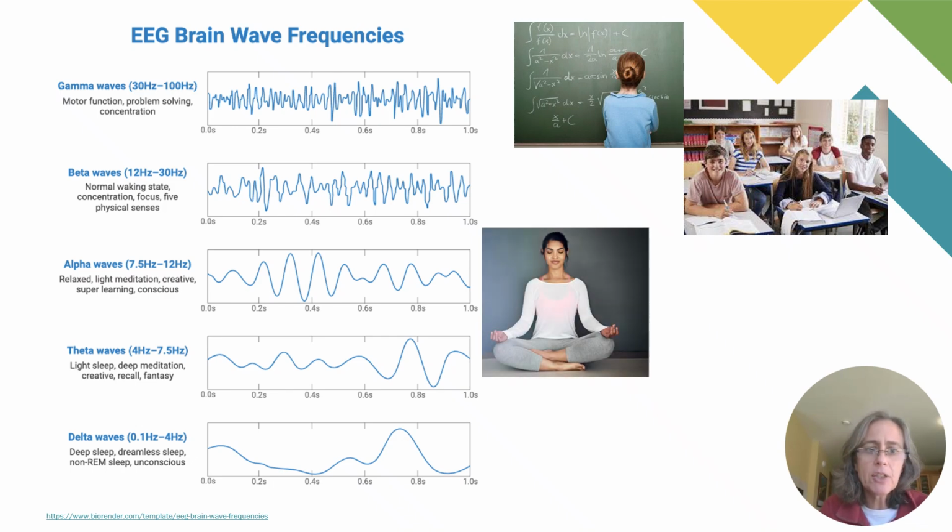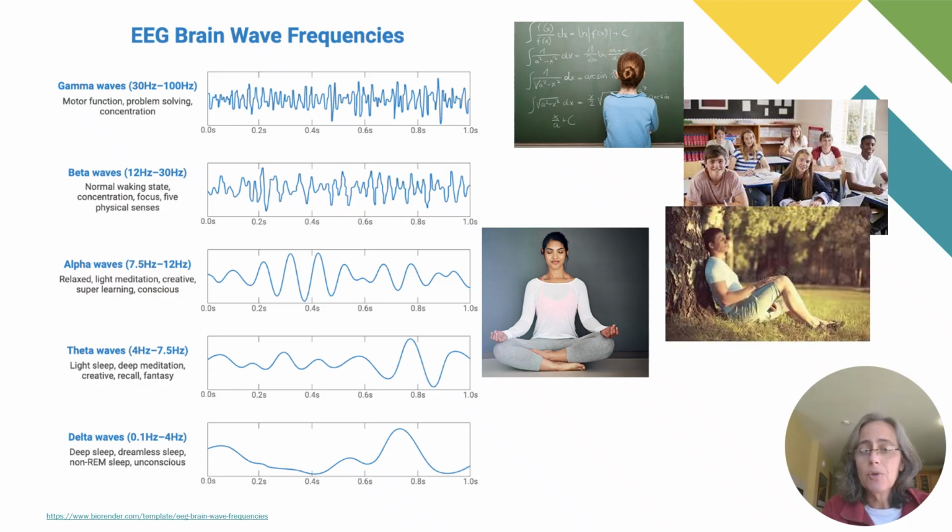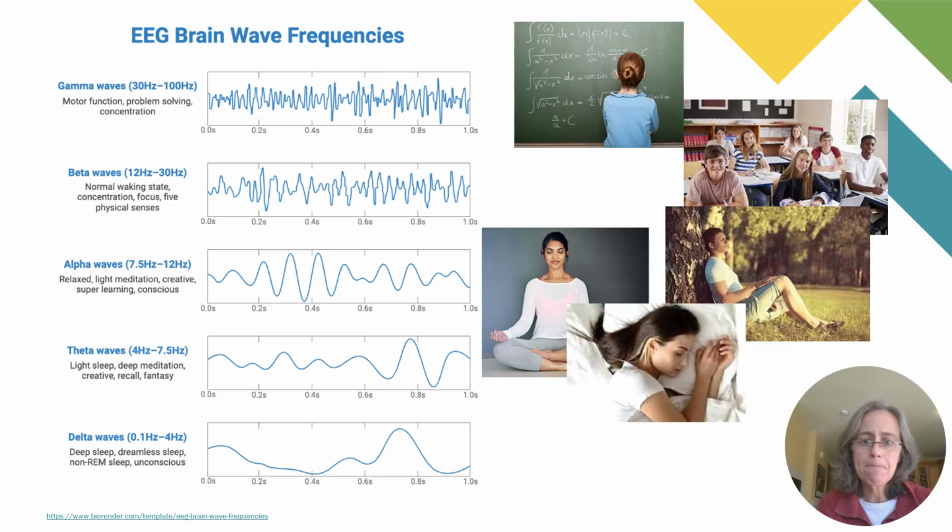Moving down, the next one is alpha waves. So this is kind of your light relaxation. We find alpha waves in people when they are doing light meditation. This would be if on a nice sunny day, you're kind of laying out on the grass, closing your eyes, feeling the sun on your face, just enjoying life. Those we see with alpha waves during those types of states.